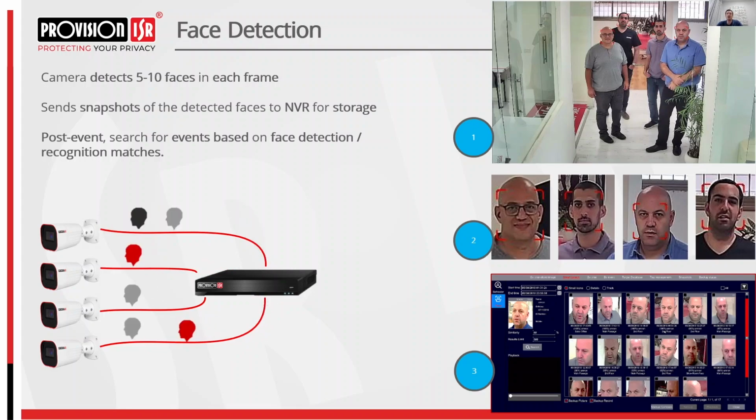Later, you can go and upload a photo to the NVR and run a similarity search to find all matching faces from the stored snapshots. That is very simple and does not require a database, but the key point here is that face detection is detecting faces within the field of view. Once it detects a face, it sends those snapshots of those faces to the NVR to be stored.